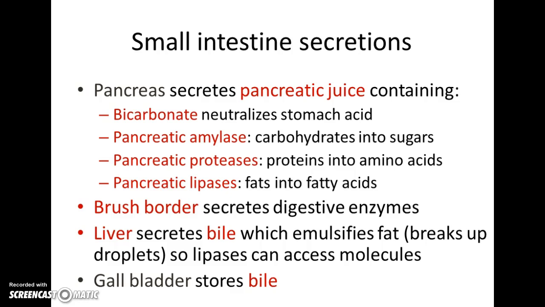Then we have the liver, which secretes bile. So the gallbladder stores it and will secrete some as well, but the liver will secrete bile into the small intestines, and that is responsible for emulsifying fat. So it breaks up the droplets.